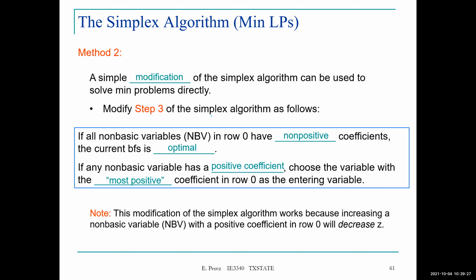So when you're maximizing, you're looking for all coefficients to be positive in order to make the decision that this is an optimal solution. If you find a negative coefficient, then you know that you can continue. For minimization, now we're going to do the opposite. We're going to look for all negative coefficients. If we find all negative coefficients in row 0, that means that we have found the optimal solution. But if there's a positive coefficient, then that means that we have to continue. Okay, so that's the modification. This modification of the simplex algorithm works because increasing a non-basic variable with a positive coefficient in row 0 will decrease the value of the objective function.